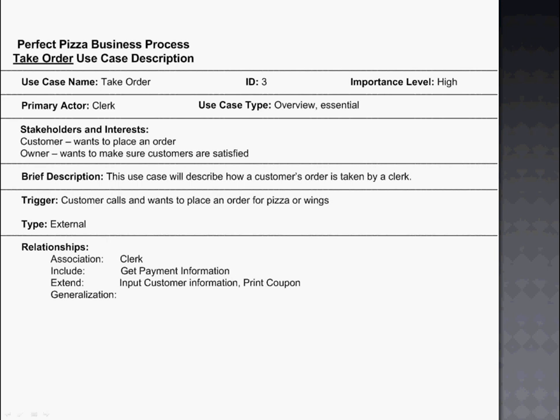The stakeholders identified are the customer, who wants to place an order, and the owner of the business, who wants to make sure that customers are satisfied. As a brief description, this use case will describe how a customer's order is taken by a clerk. The trigger is the customer call and wants to place an order for pizza or wings, and this is an external trigger. For relationships, the association relationship is the clerk, the include relationship is get payment information. Two extend relationships exist, the input customer information activity and the print coupon action. And there were no generalization relationships identified.